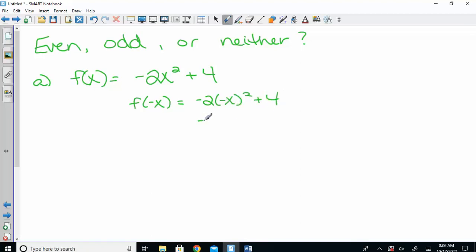Okay, so I have negative 2 times. What is negative x times negative x? Squared. All right, so that gave me the same thing out. So both a positive x and a negative x give me the exact same y value. So what does that mean? Even. It is even. So if you plug in a negative and you get the original back out, it is even.